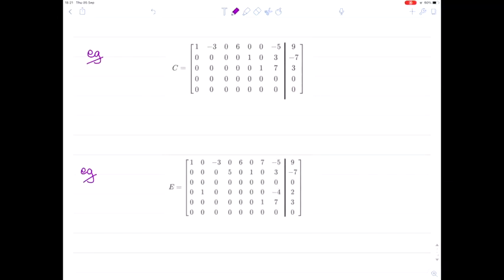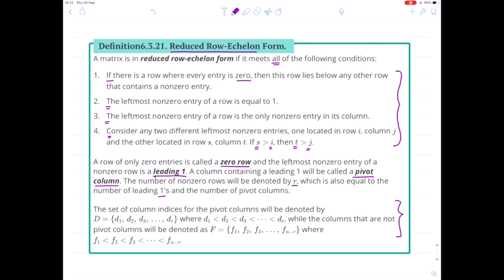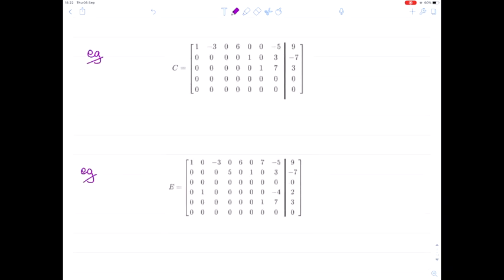So just to have a look at what we mean, here we have an augmented matrix C, and I claim that it is in row echelon form. So let's go back and check what our criteria are. If we have a 0 row, it has to be below any non-zero rows. Well, we've got that, because both our 0 rows are below the rows that have non-zero entries.